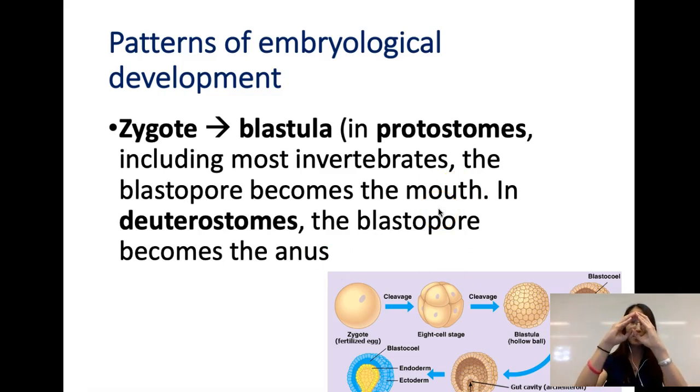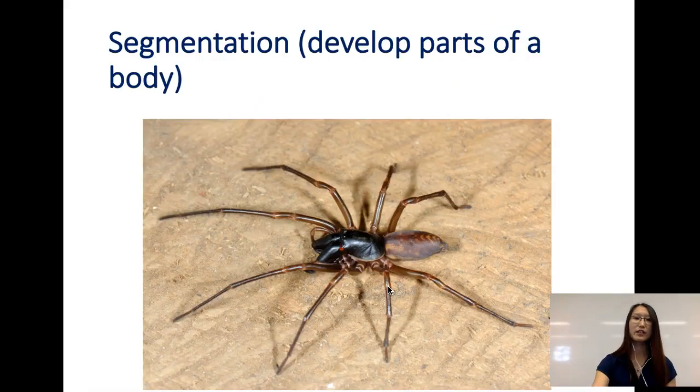So if the blastopore becomes the mouth, that will make you most likely an invertebrate, which is also called protostomes. So protostomes is for any organism that has blastopores becoming the mouth, and those are usually invertebrates. And then for us, we are deuterostomes, the initial caving in, which is determined way early, 1 or 2 weeks of our life, that will eventually become the anus, just like this picture right here.